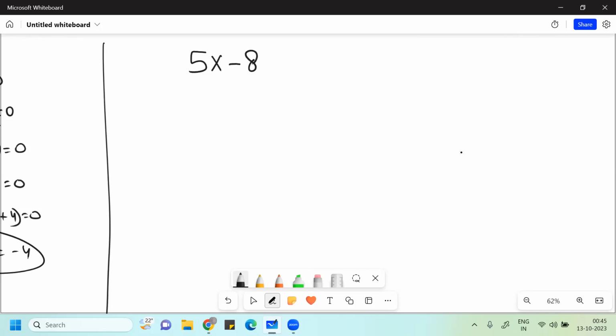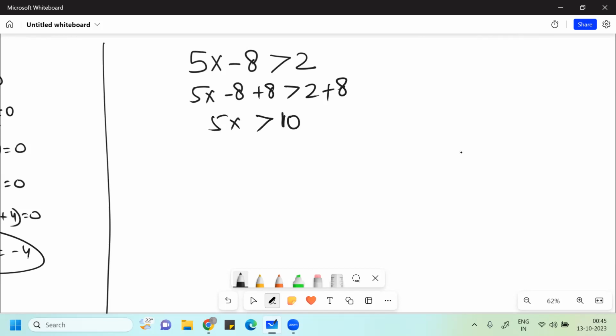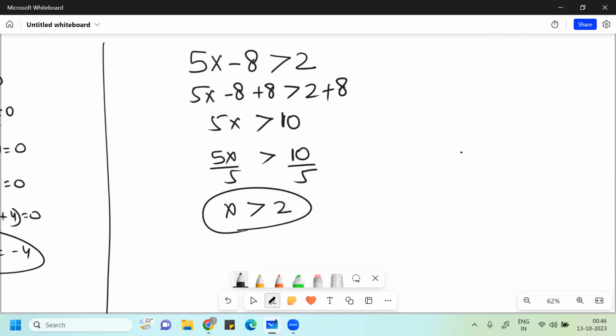If this question is 5x minus 8 is greater than 2, if I add plus 8 both sides, I can write 5x minus 8 plus 8 greater than 2 plus 8, so 5x is greater than 10. Now if I divide both sides by 5, 5x by 5 greater than 10 by 5. First I added 8 on both sides, then I divided both sides by 5. So I can write x is greater than 2. Nowhere did I do something through which the inequality sign will change. So here your x is greater than 2.